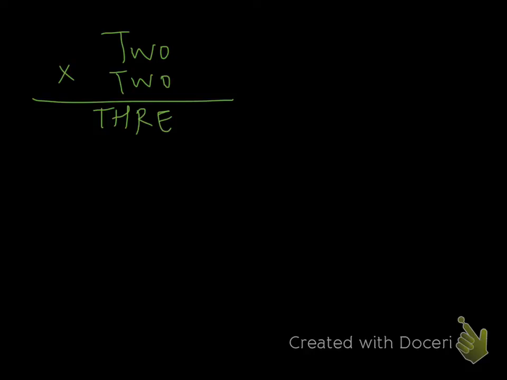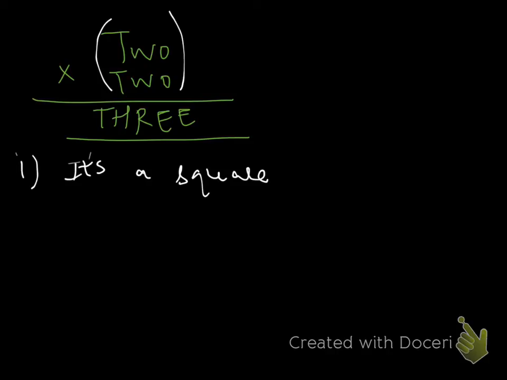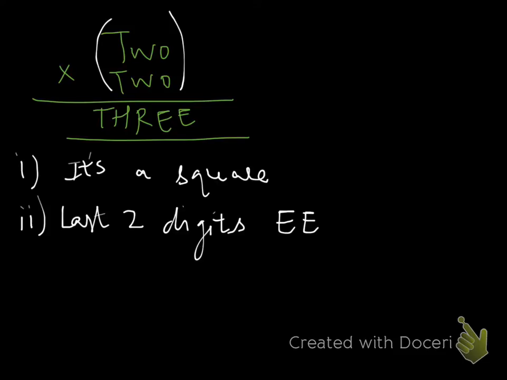That's it. Okay, so now let's come back to the question. We had this question, OO times OO giving you EE. Let's observe what we have here. First of all, it's a square. We are given that it's a certain number multiplied twice, which means it's a square. Then, the last two digits of the square are EE. We are given that the last two digits are EE.